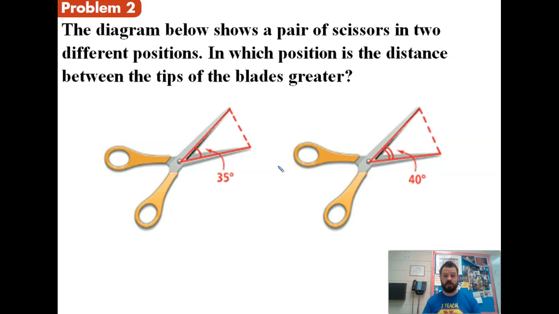Okay, so these two scissors, we can make triangles out of the blades and the distance between the tips of the blades. So we have two triangles from the same pair of scissors, and we want to figure out which one has the greater distance between the tips here.